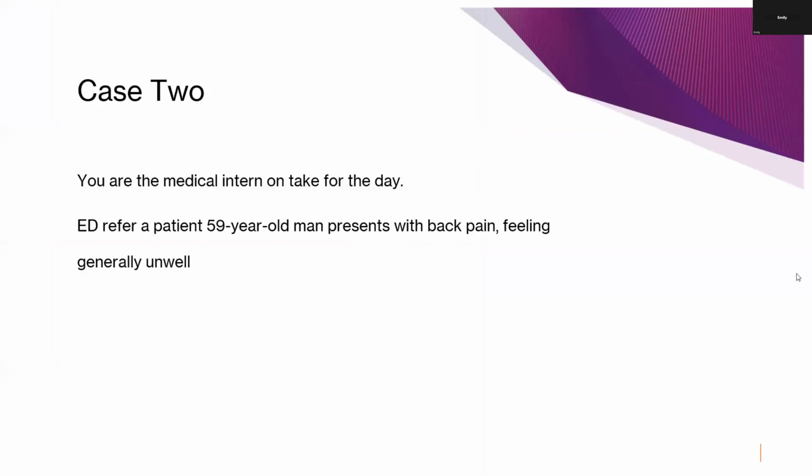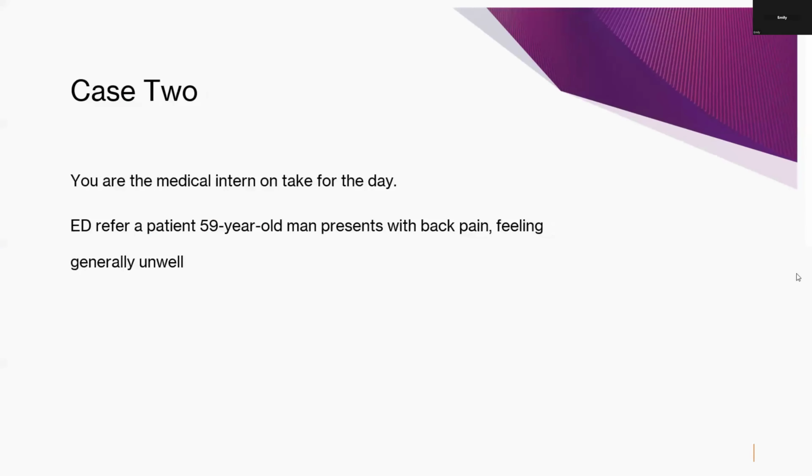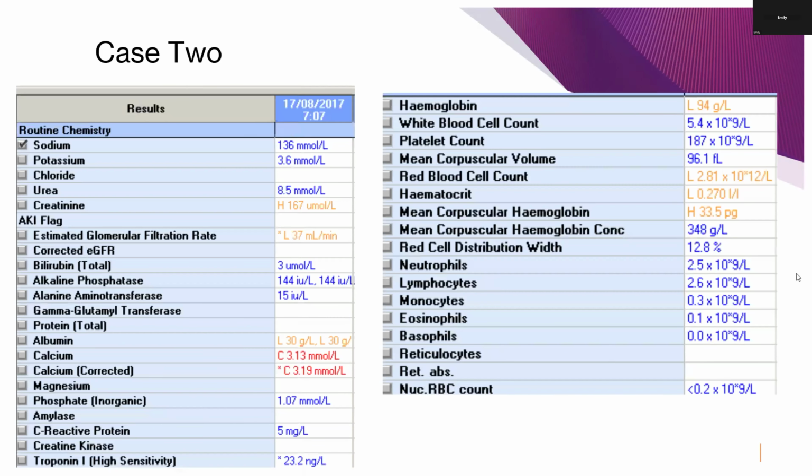So next case, so you're the medical intern on take for the day, and ED refer a patient, 59-year-old man, for admission. He's presented with back pain and feeling generally unwell. Being ED, they haven't ordered any blood, so as the medical intern, you go and order those bloods, and this is what you see. Does anyone want to call out, I guess, any particularly worrying results and why they would be worrying in a gentleman presenting with back pain?